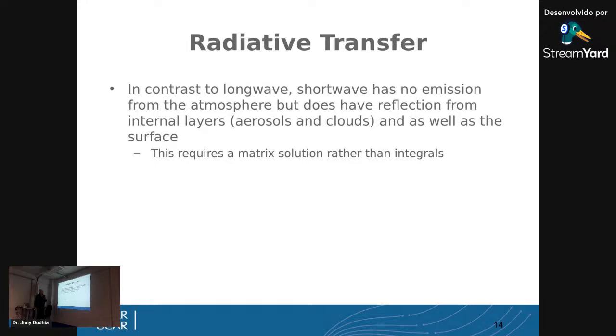So in contrast to long wave, shortwave has no emission from the atmosphere, so it's simpler in that way. In long wave you emit from each layer. Shortwave is basically just absorbing in the layers. There's no emission of shortwave in the atmosphere or even at the surface. And all it does is reflect. But reflection is a complication because now you have upward and downward beams that you have to consider at the same time. So it actually requires a matrix solution to solve for the shortwave radiation because you have to treat both upward and downward fluxes at the same time.